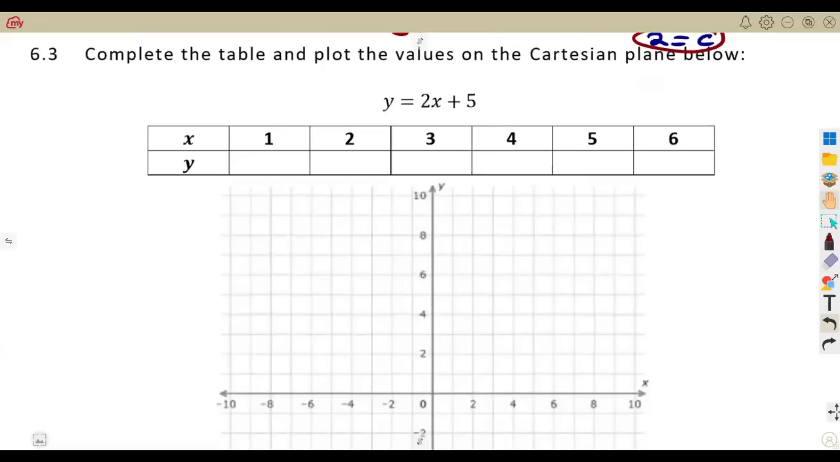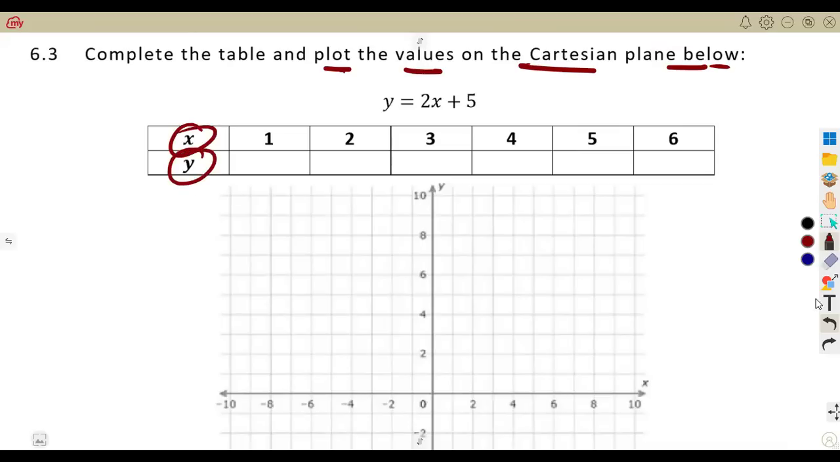On 6.3, we were given, so this question, it was complete the table and plot the values on the Cartesian plane below. So you're given y is equal to x plus 5 from 1 up to 6. These values, they represent x. Remember, I talked about this on the graphs, the functions.